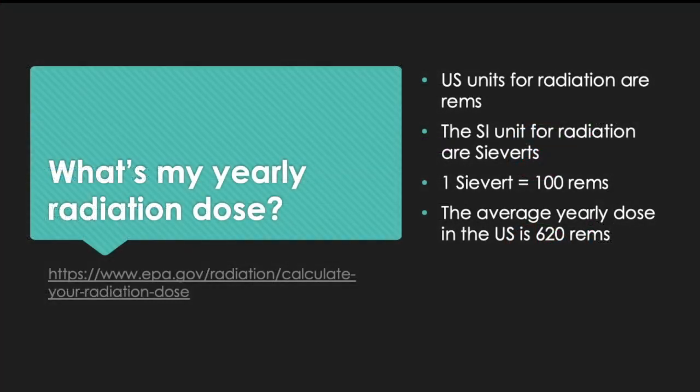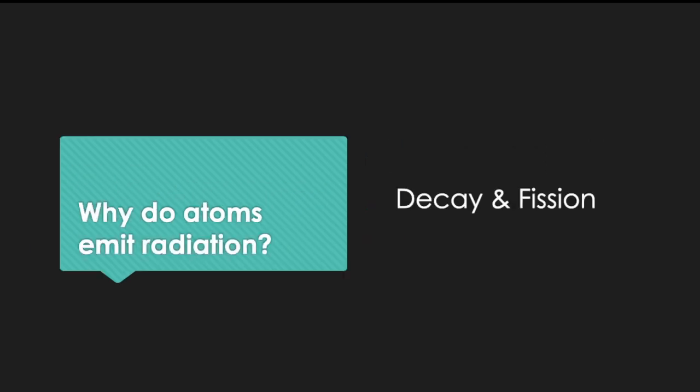Now that we've talked about sources of radiation, let's talk about how radiation is actually released. What causes it? There are two main reasons that atoms emit radiation, and that's radioactive decay and fission. In class, we're going to focus mainly on radioactive decay, but we will also briefly discuss fission in these notes.